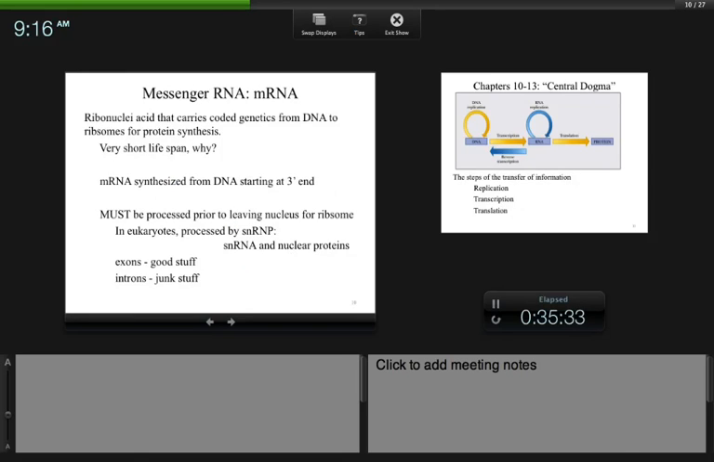Messenger RNA, that one. We're looking at our, what's that? They're not true. That's true. They're legitimate mathematical steps.